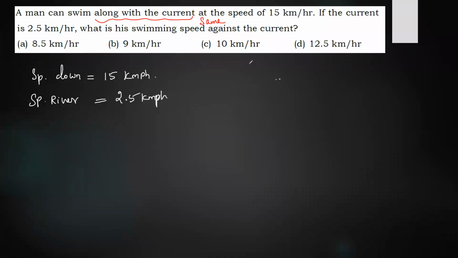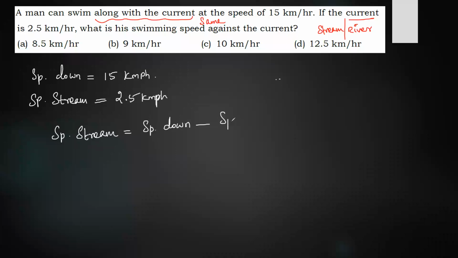Same direction, downstream, right? So 15 kilometer per hour. Now, current is nothing but speed of the river, 2.5 kilometer per hour. The other names for current are river or stream, both are same. So speed of the river is 2.5 kilometer. We can write as speed of stream, so you can use the same term. Speed of the stream is 2.5 kilometer.